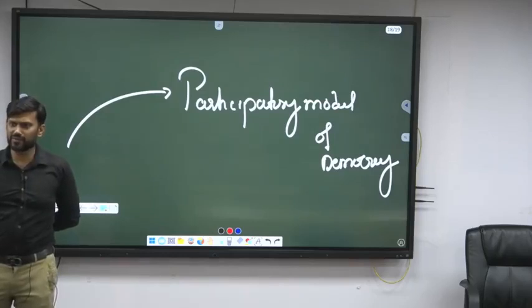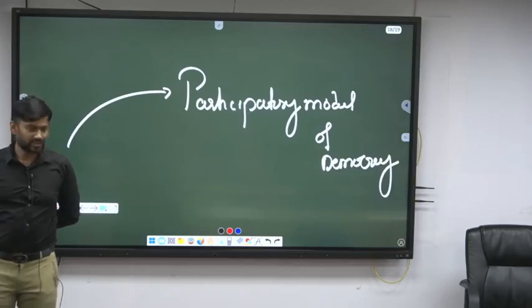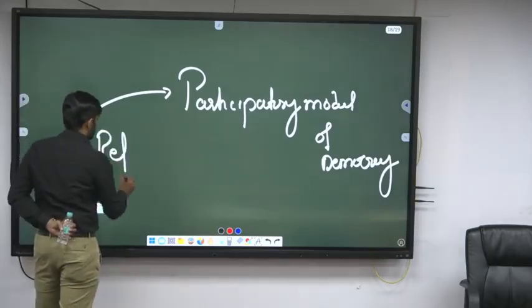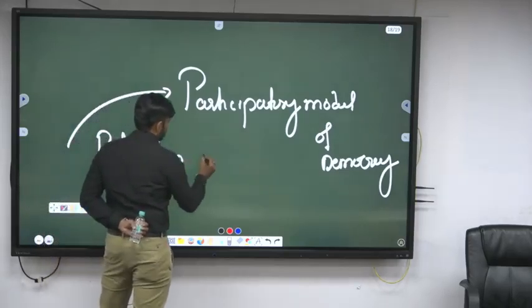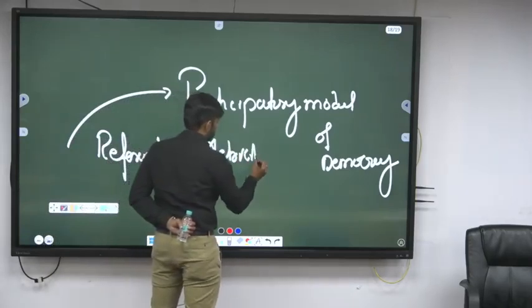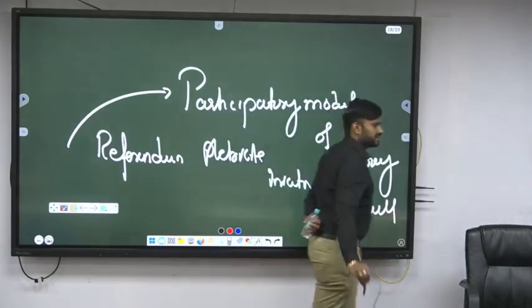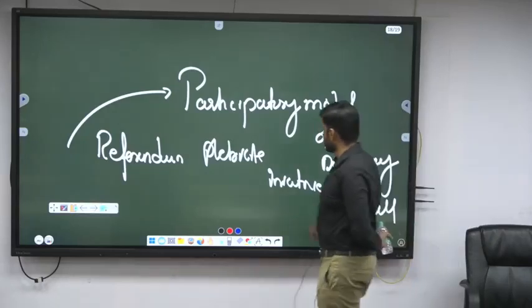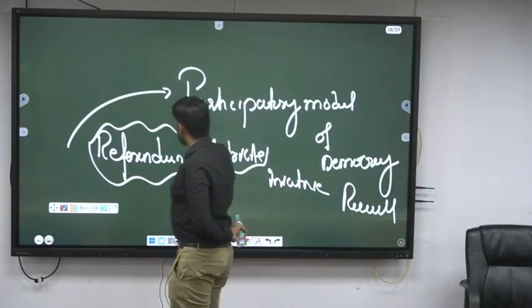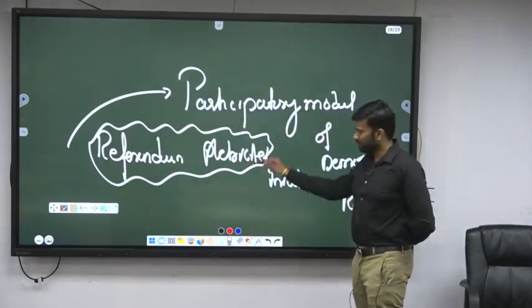What are the four tools of a participatory democracy? In Laxmikant or basic NCERT. What are the four tools? Referendum, initiative, plebiscite, recall. So what is referendum? Referendum, plebiscite, initiative, as well as recall. These are the four tools of what we call participatory democracy. So what is the difference between referendum and plebiscite? In both, people participate. What is the difference?